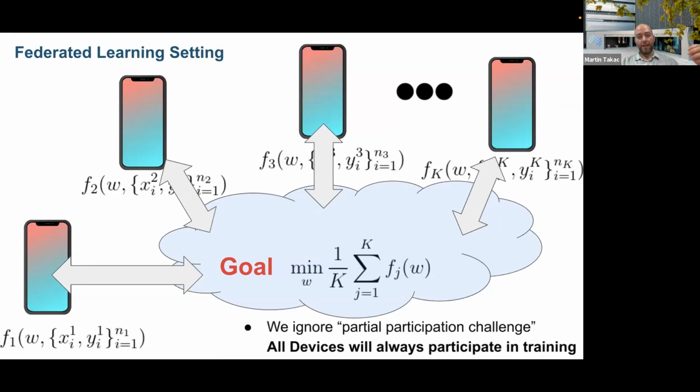There are also many challenges. One of them is that some machines cannot participate all the time, the partial participation challenge, but in this talk, I will not think about this for simplicity, and we assume all the devices can always communicate when requested. Also for simplicity, I will call this average of the functions just the function F(w). So my goal is to find the best w which minimizes this function F(w).